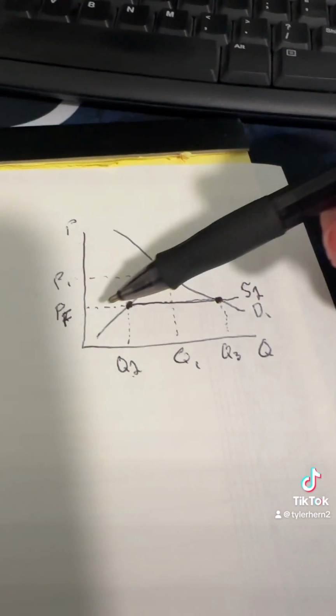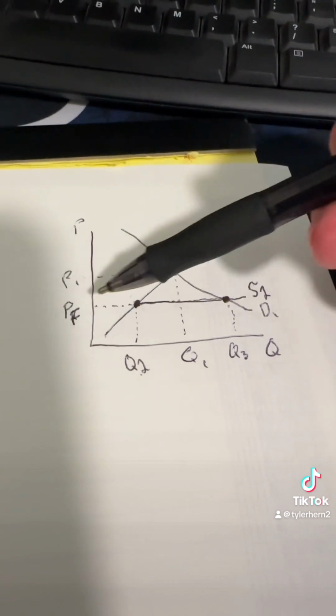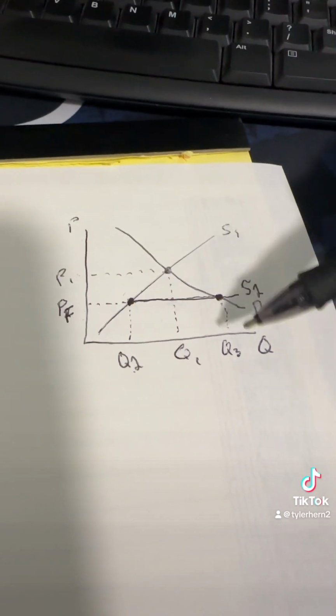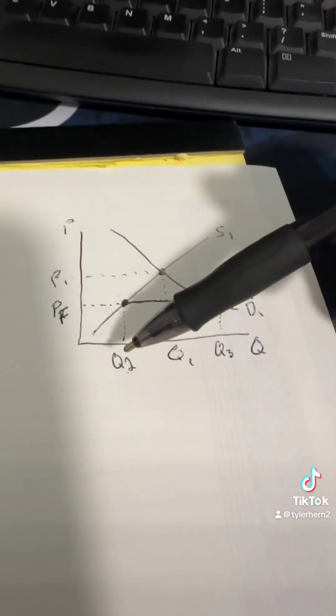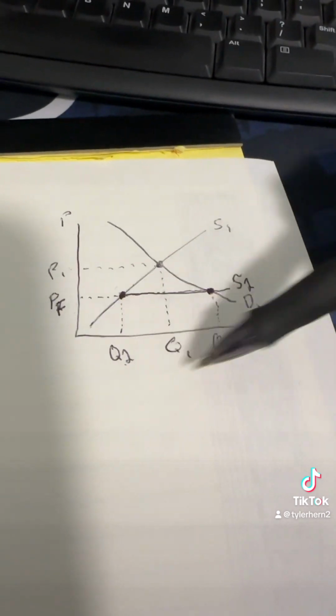The reason the demand is down here now is because the price is lower. So at PF, the foreign price in the foreign market, the demand is now down here. They want more. American production goes down from Q1 down to Q2, but the price of your product comes down as this difference is now made up by foreigners.